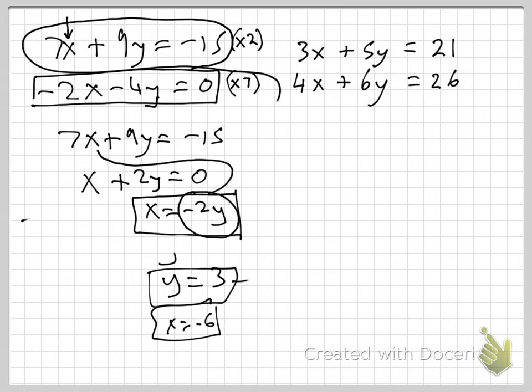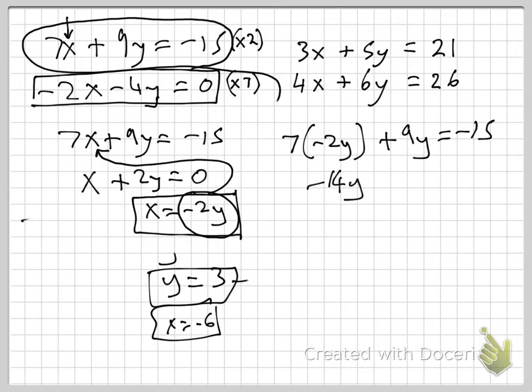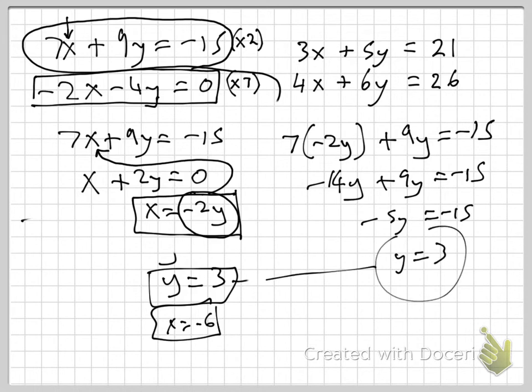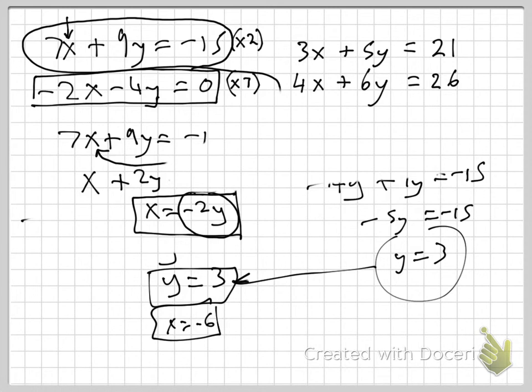I can plug it into here and get 7 times negative 2y plus 9y equals negative 15. That's negative 14y plus 9y equals negative 15. So what's that? Is that negative 5y equals negative 15? So y equals 3. There you go. And of course, I'm going to get x equals negative 6 again. So I could have done that by substitution if I'd really pushed it. I'd have preferred elimination. Now, let's take a look at this next one.